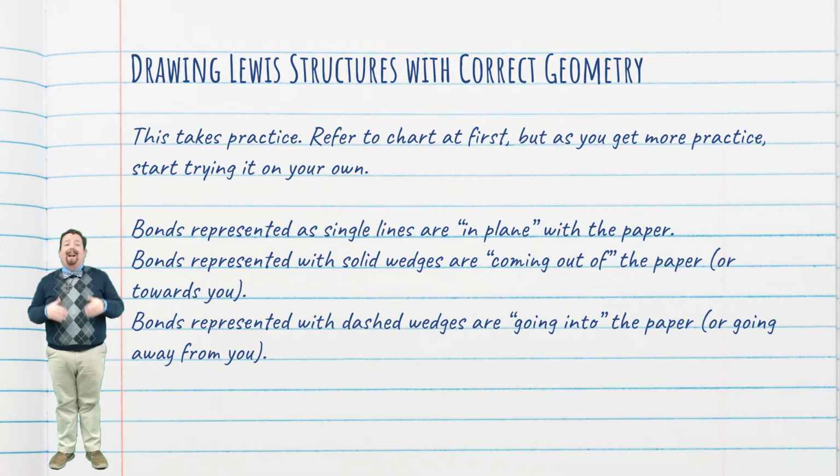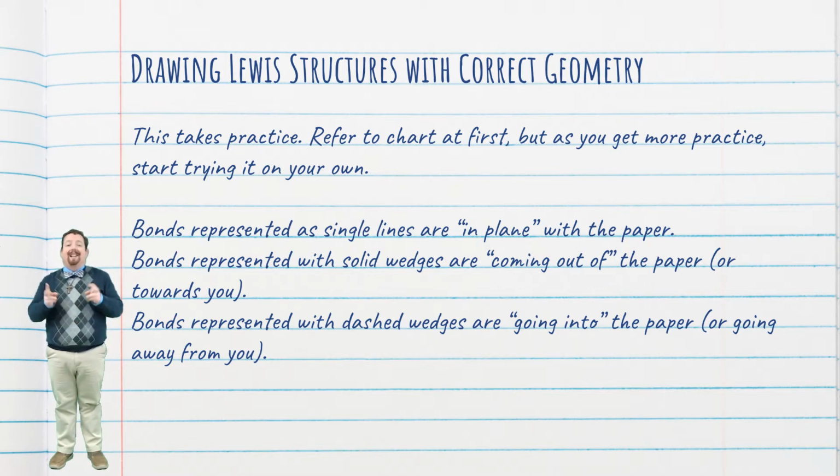Once you have the correct geometry, you can redraw your Lewis structures to reflect that geometry. This takes a lot of practice, and the best way to learn it is just by doing it. You'll need to look at your chart as you're first starting out with your practice. But as you get familiar with it, you should be able to do some of it on your own. To show the 3-dimensional shape of the molecule on a 2-dimensional paper, we have to distinguish between our bonds based on how they're oriented. We'll practice with some molecule building kits to build those molecules and physically see those shapes. But again, as you become familiar, it'll become second nature.